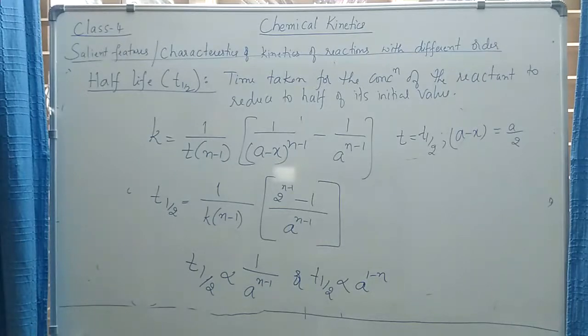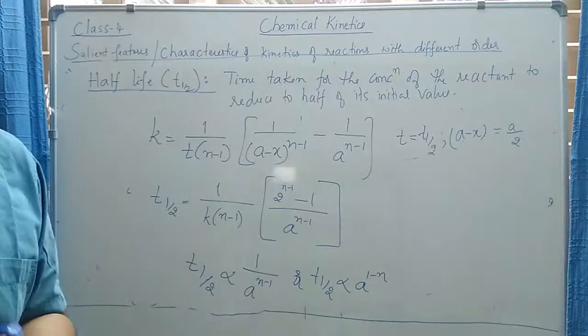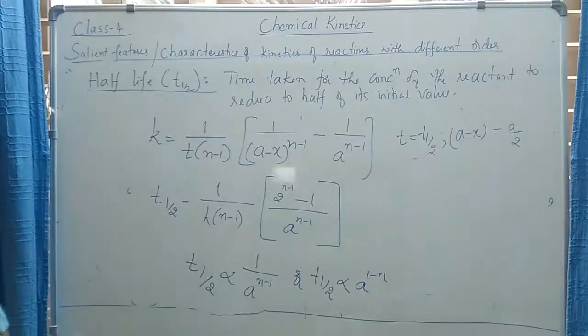If T half is independent of the initial concentration, it means that it is a first order reaction, and vice versa is also true. That is, if it is a first order reaction, T half is independent. Similarly, if T half is inversely proportional to initial concentration, it means it is a second order reaction, and the reverse statement is also true. That is, if it is a second order reaction, T half is inversely proportional to A. So this T half is a very, very important physical quantity related to chemical kinetics of a reaction.